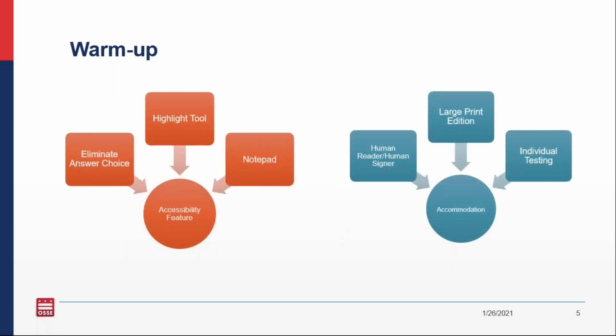All right, so how did everyone do? Were you able to successfully separate them into two groups? On your left side, we have our accessibility features, which are eliminate answer choice, highlight tool, and Notepad. And on the right side, we have our accommodations, which are human reader, human signer, large print edition, and individual testing. So I hope you were all able to identify and differentiate between your accessibility features and your accommodations.